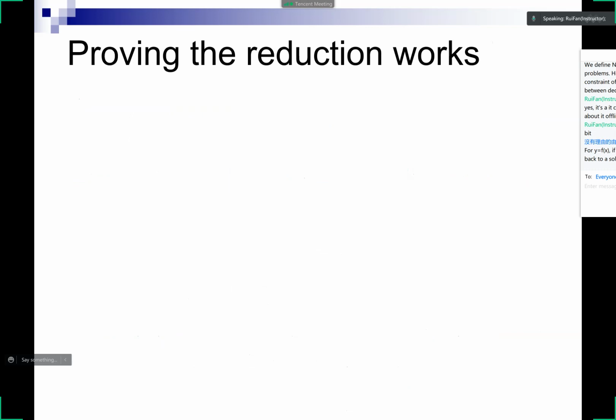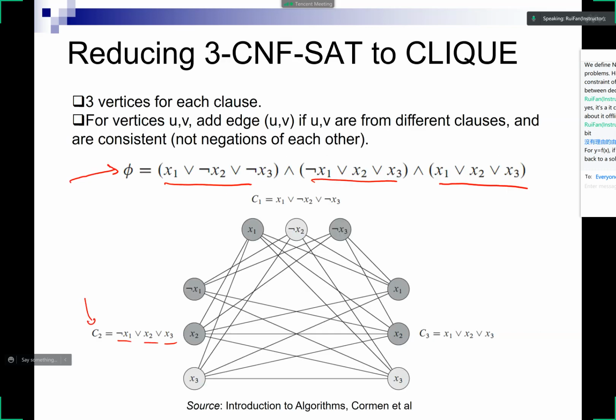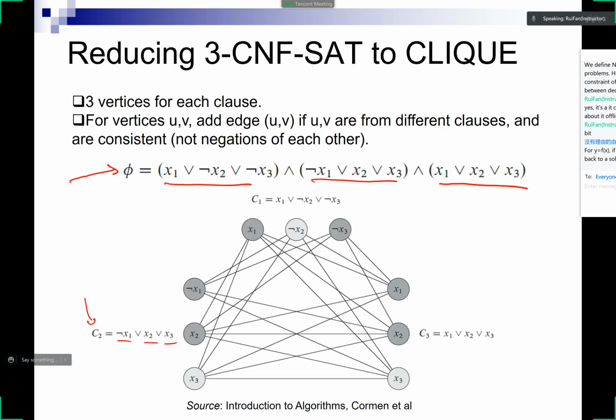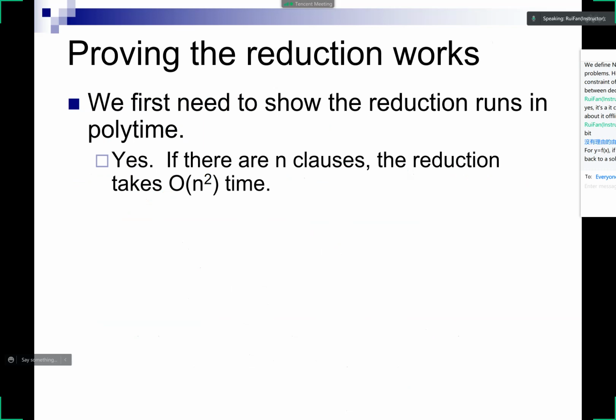Before that, we did this reduction from this formula to this graph. One requirement for this reduction is that it has to run in polynomial time. So we have to show that our construction runs in polynomial time, and this is true because in order to convert this formula to this graph, you basically go through this entire formula over here, and then you add all of these edges. Potentially there are order n squared edges, so this construction takes order n squared time to run. Therefore this is a polynomial time reduction.